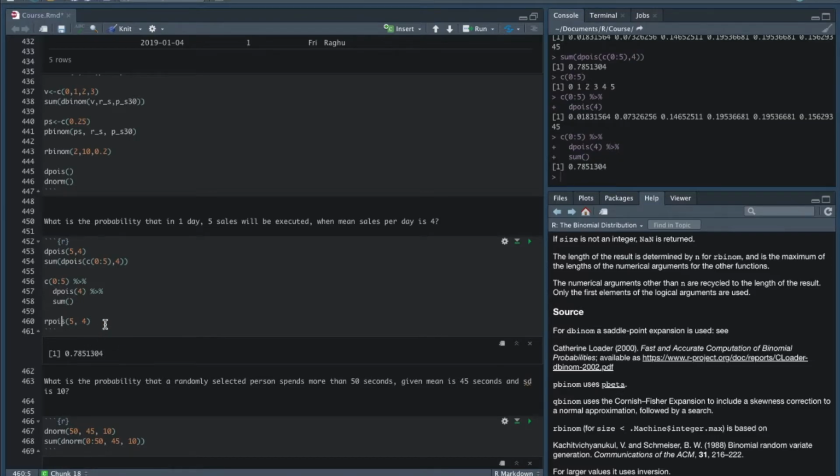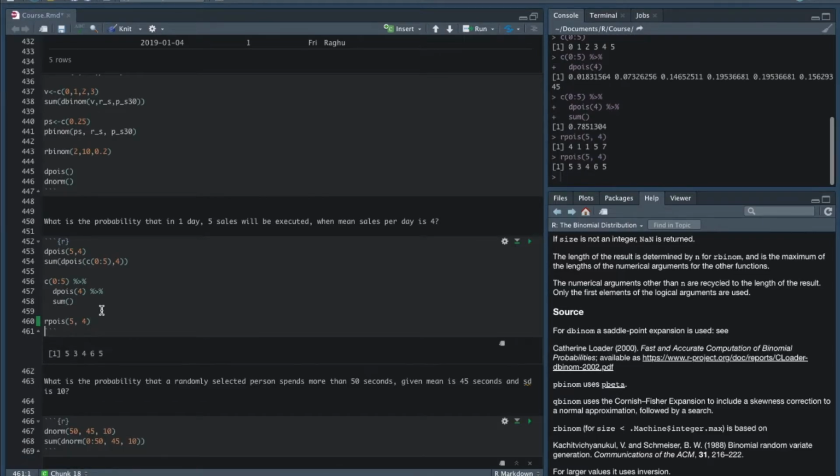Similar to rbinom, we have rpois, where we provide the parameters, and if we run it, we see 5 simulations, and these are the results, where the average of the given period is 4.